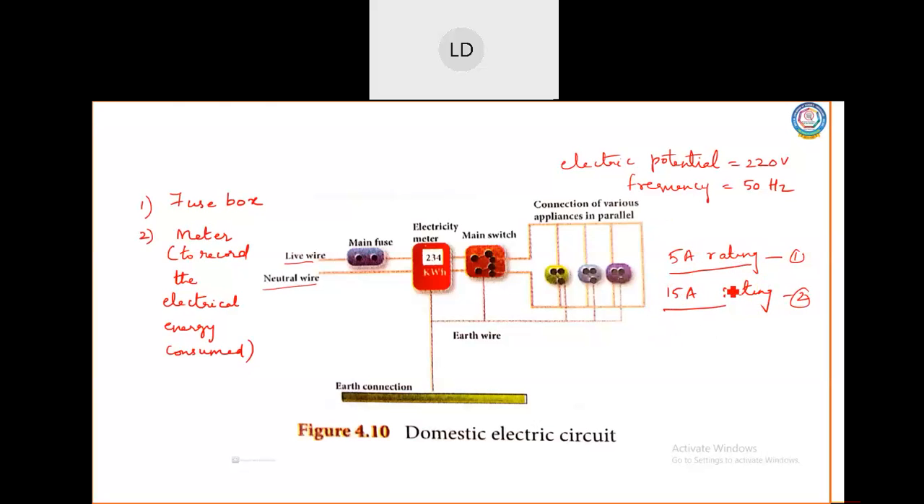Now the other very important thing about this domestic electric circuit is, all the circuits in a house are connected in parallel. So parallel circuits are made. Okay, this also I have discussed when I was discussing resistors connected in parallel. Now what is the advantage of connecting parallel circuits? If there is a disconnection of any one circuit, that will not affect the other circuit. So all the connections are made parallel.